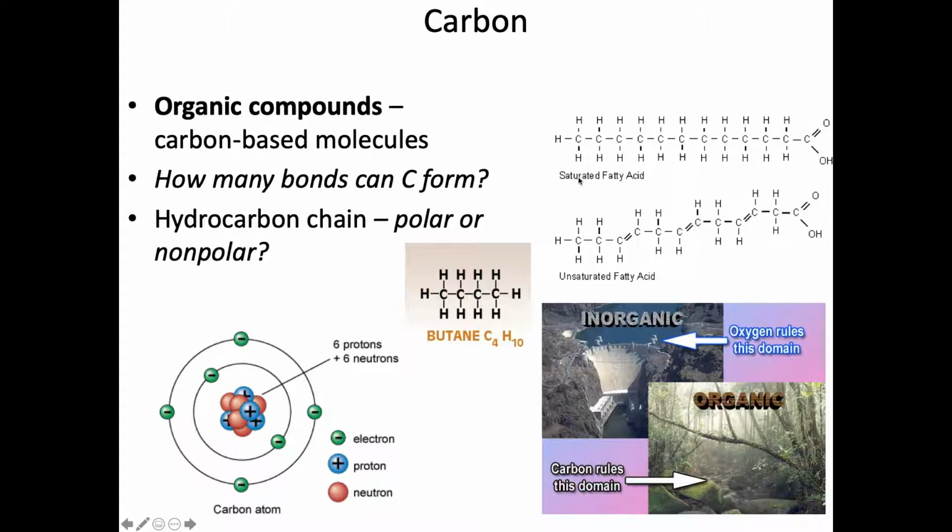This is an example of a saturated fatty acid with a long hydrocarbon chain. And this one is an unsaturated fatty acid, which has a long hydrocarbon chain as well. We're going to differentiate between saturated and unsaturated fatty acids later in this chapter. You see that these are all organic compounds. If it doesn't have a carbon in it, then it's most likely inorganic. And you'll usually see oxygen in these compounds.